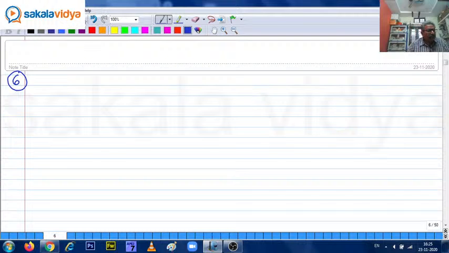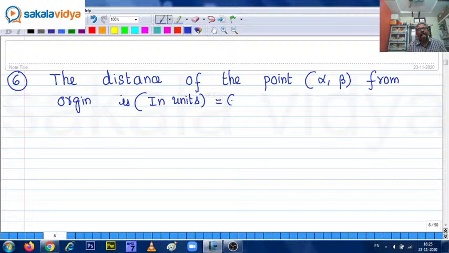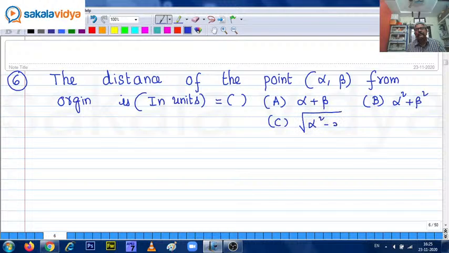Now sixth one, the distance of the point alpha beta from origin is in units. A alpha plus beta, B alpha square plus beta square, C root over alpha square minus beta square, D root over alpha square plus beta square.